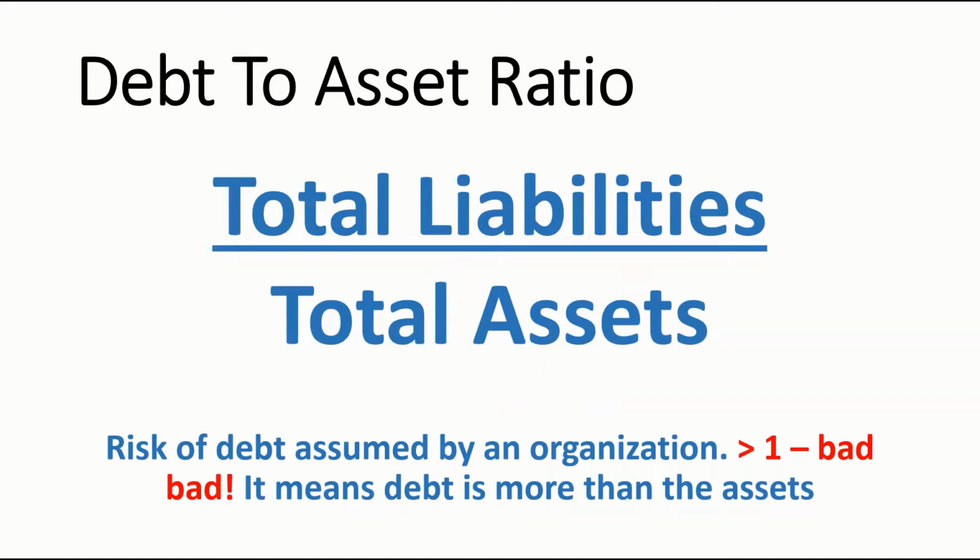Financial ratio number 2, debt to asset ratio. Here we're not just doing current assets and liabilities, we're doing total liabilities and total assets. We want to know what's the ratio of total liabilities to total assets. If you have too much of a debt to asset ratio, then your liabilities are way too many. It's obviously bad for the organization.